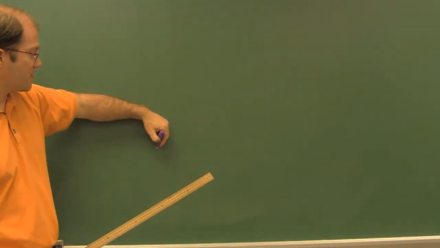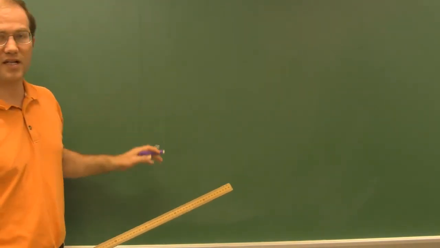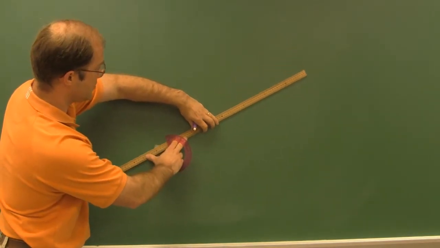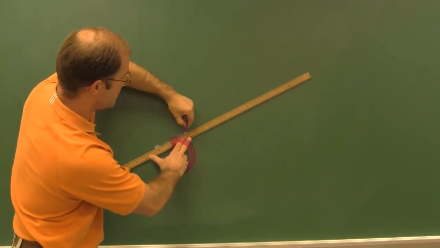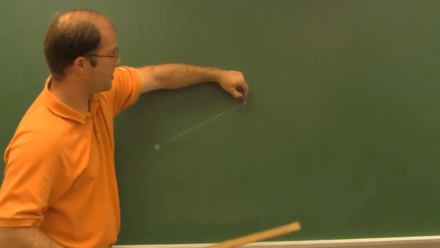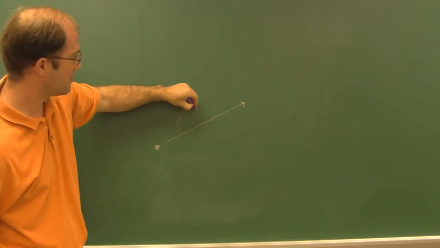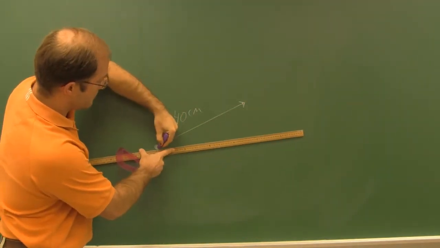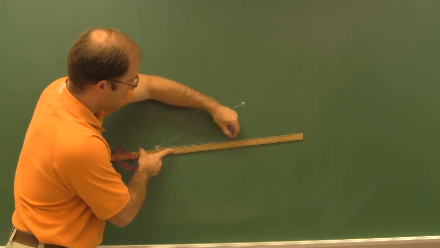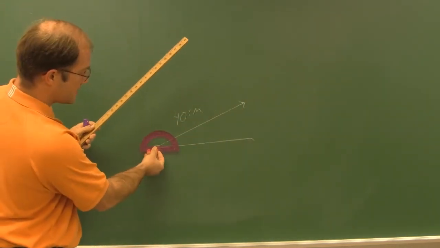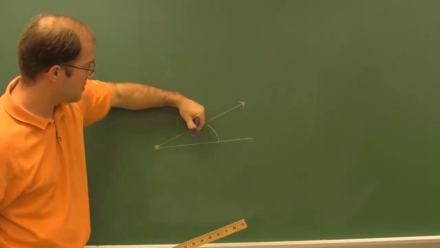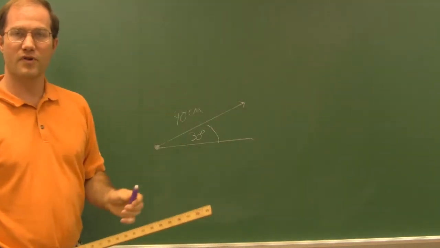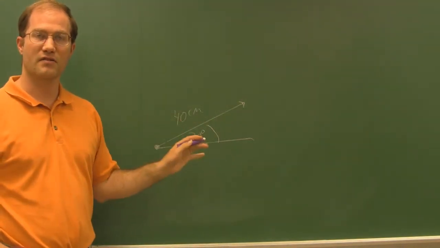Now, when we draw a vector, we always start with a point. This point indicates the beginning of the vector, and the vector is a certain magnitude. So let me draw one here. Let's say I draw a vector about 40 centimeters long. And this has an angle with respect to the horizontal. I'm sort of drawing a horizontal line here. And this angle looks to be about 30 degrees. So roughly 30 degrees. Okay. So there's my vector. 40 centimeters at 30 degrees up from the horizontal.